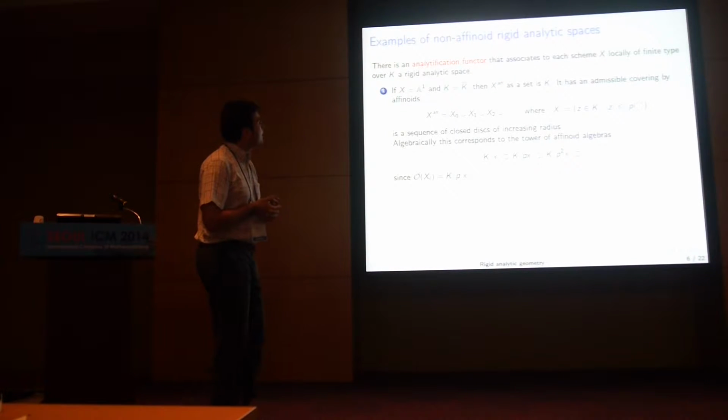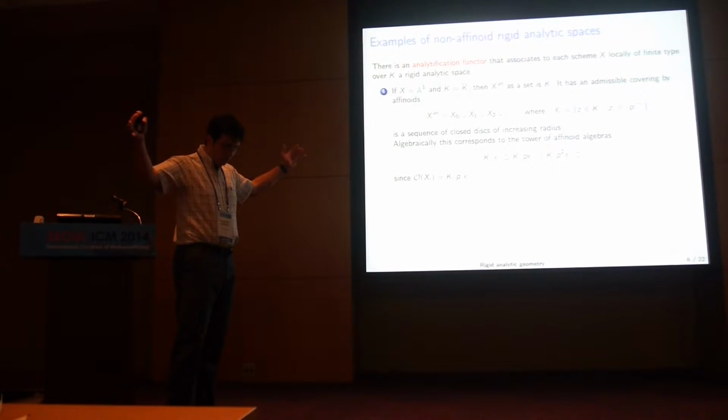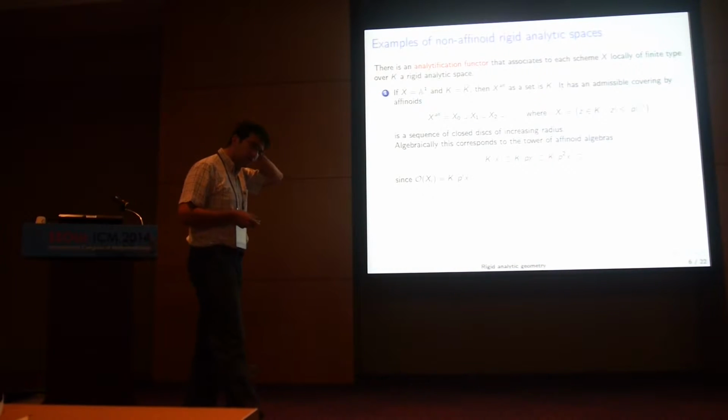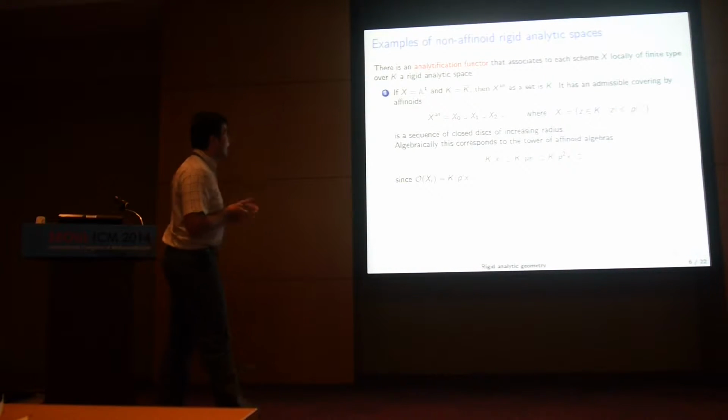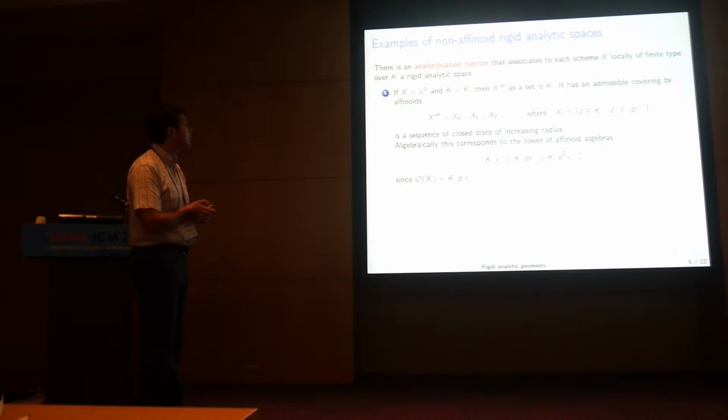If you like to think about these things algebraically, you can consider, to this increasing sequence of balls, the corresponding spaces of functions, and you get a tower of affinoid algebras. Restricted power series in X, and then restricted power series in pX. This is a stronger convergence condition on the power series if you rewrite it as a power series in X. And this is even stronger, and so on.